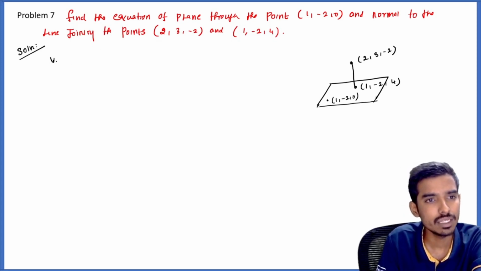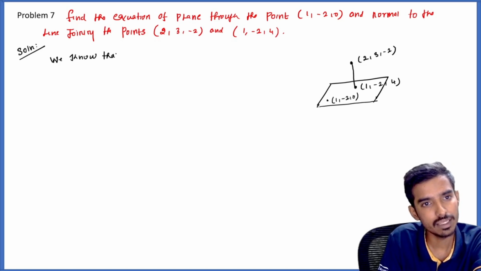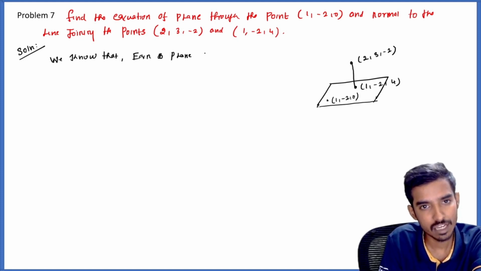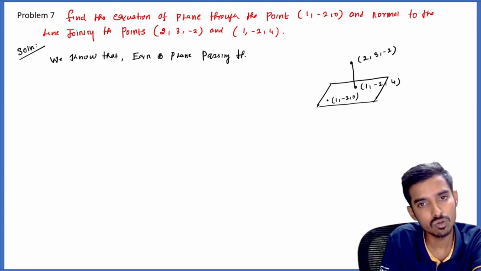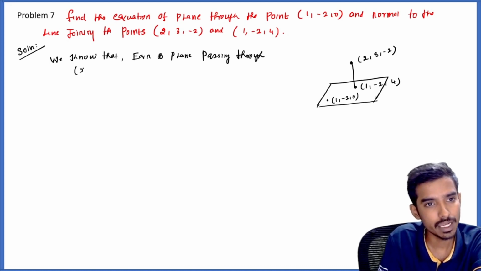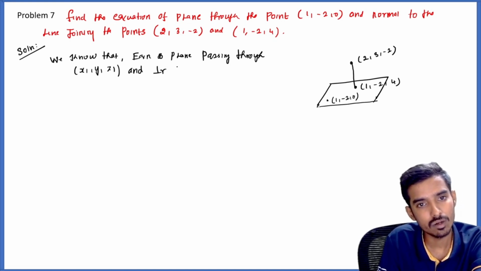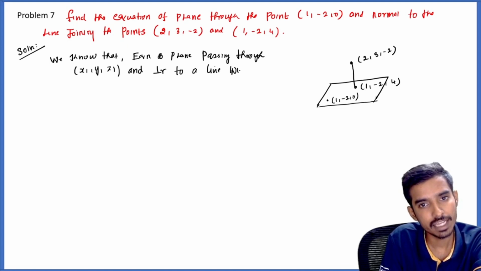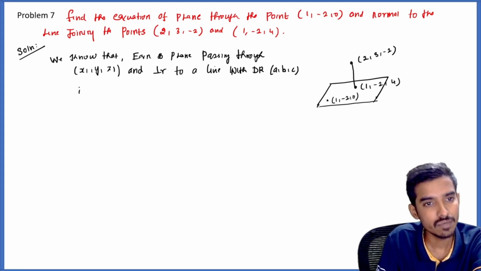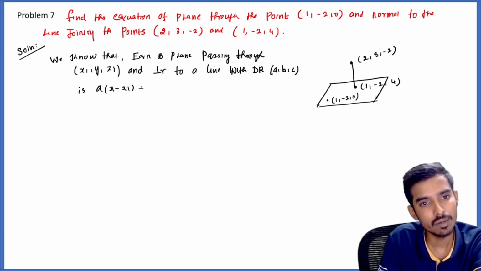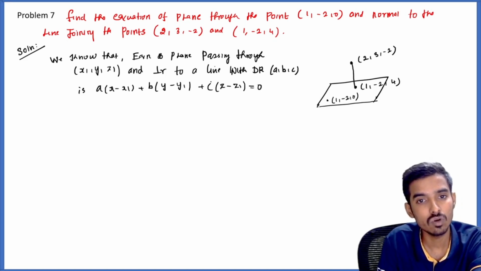Actually very simple, right? We know that, actually in the previous part, the equation of plane passing through a point x1 comma y1 comma z1 and perpendicular to a line with direction ratio a comma b comma c is given by a into x minus x1 plus b into y minus y1 plus c into z minus z1 is equal to 0, right? I have already stressed it, right? This note is very important.